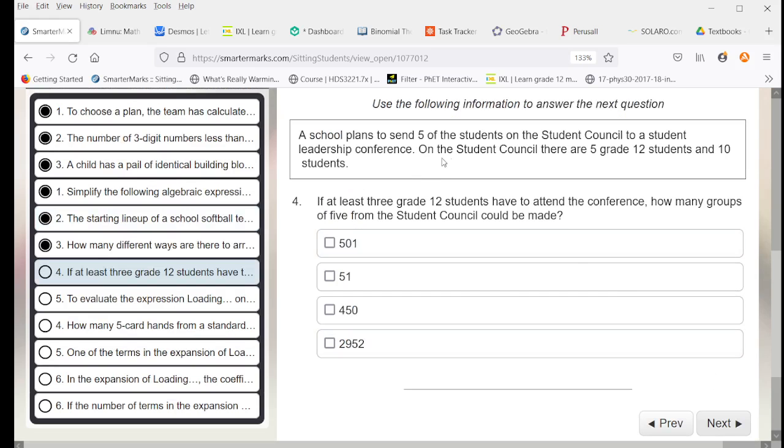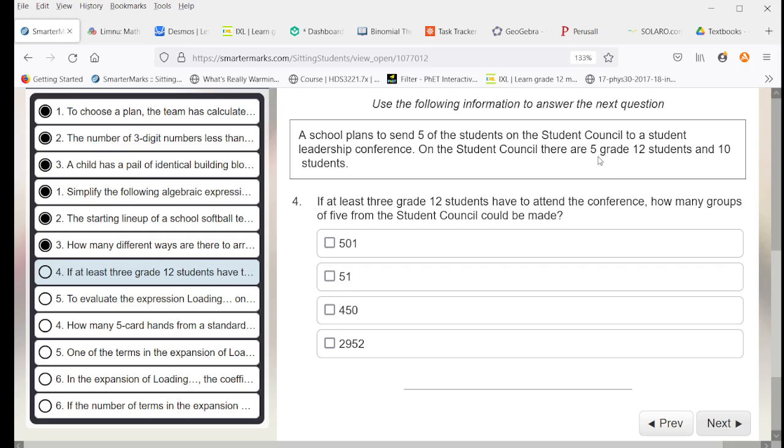The school plans to send 5 of the students on the student council to a student leadership conference. There are 5 grade 12 students and 10 students. Okay. So if at least 3 grade 12 students have to attend the conference, how many groups of 5 from the student council could be made?